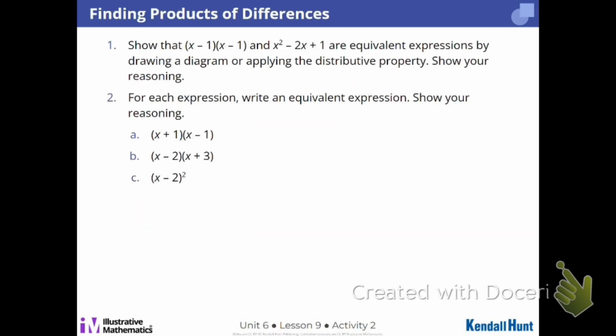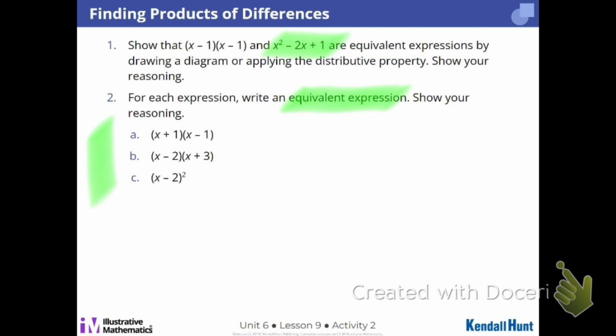Number sense. Okay, so I want you to show that x minus 1 times x minus 1 is equivalent to x squared minus 2x plus 1. And then I want you to practice doing that for A, B, and C as well. So finding the distributed form, you're going to find the equivalent expression. And we're going to have some words for the differences of these. We're going to hash that out today too.